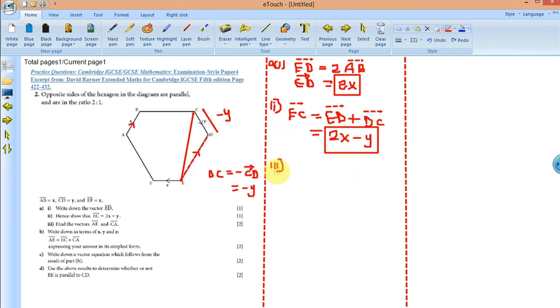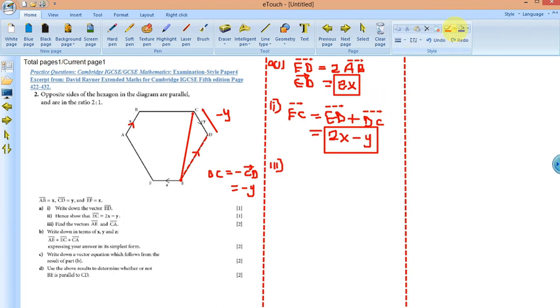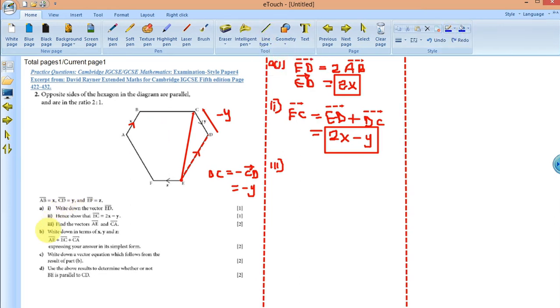Okay, this was to find the vector AE and CA. So let me just change my pen color now to blue. We want to find the vector AE, so it's A down to E. So this is AE down here. So that's AE. Let's just work with that first.